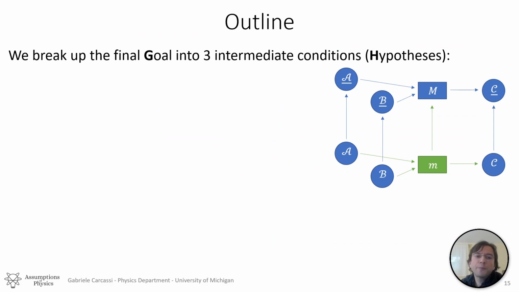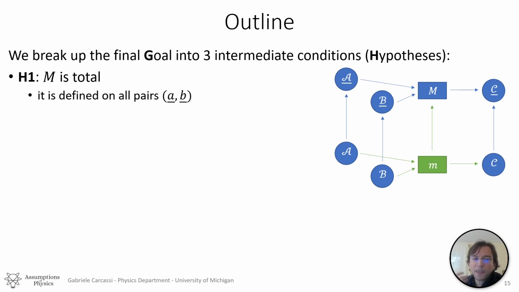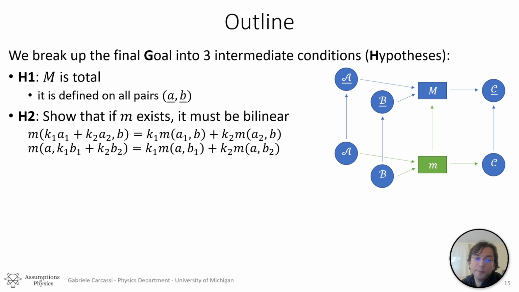So we break out the final goal into three intermediate conditions, three intermediate hypotheses. The first hypothesis is that M is a total function, which means that it's defined on all the pairs of A and B. The second hypothesis tells us that if M exists, it must be a bilinear function. That is, if we do a linear combination in the first argument, we get a linear combination, or we can do also a linear combination on the second argument and we get a linear combination of the result.